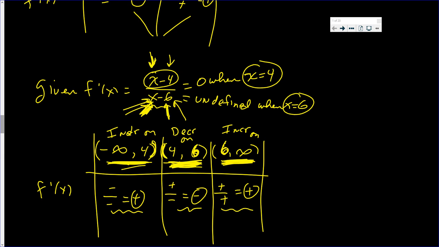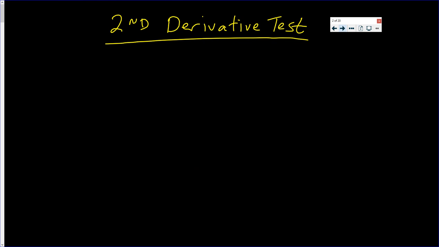Now we're going to start talking about the second derivative. We're going to say the same things. When it comes to the second derivative, first of all, a curve that looks like this is concave up. Now this is the function f of x.